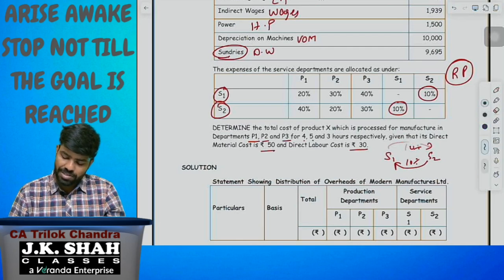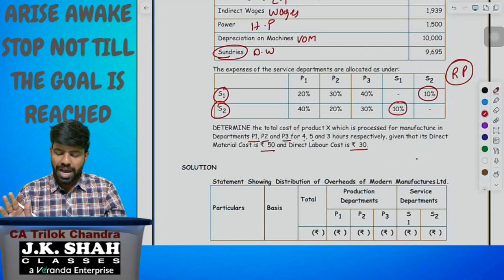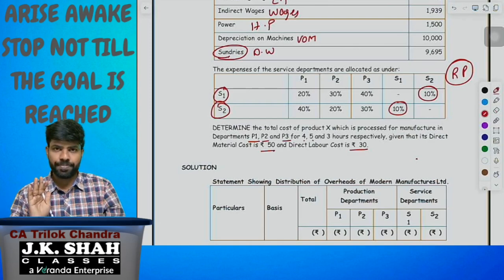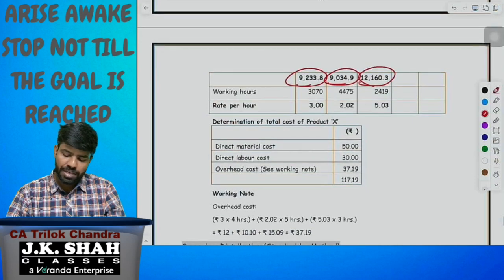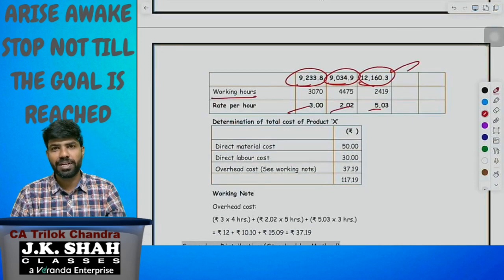Listen to me carefully. We have done with the primary distribution, secondary distribution, and we have calculated the hourly rate. See how to calculate hourly rate. After doing secondary distribution, we get the overheads. Dividing with hours, we get the hourly rate.